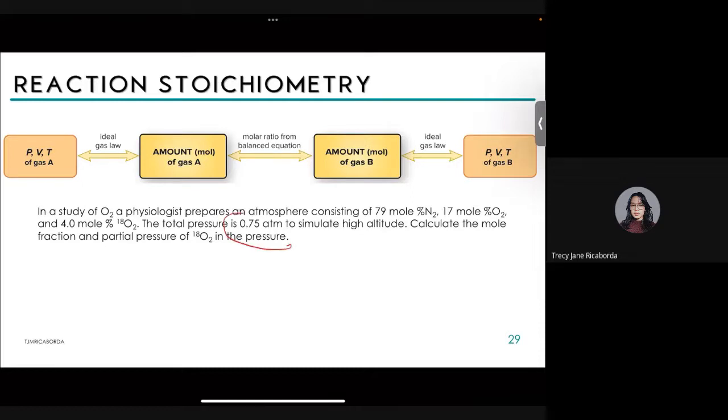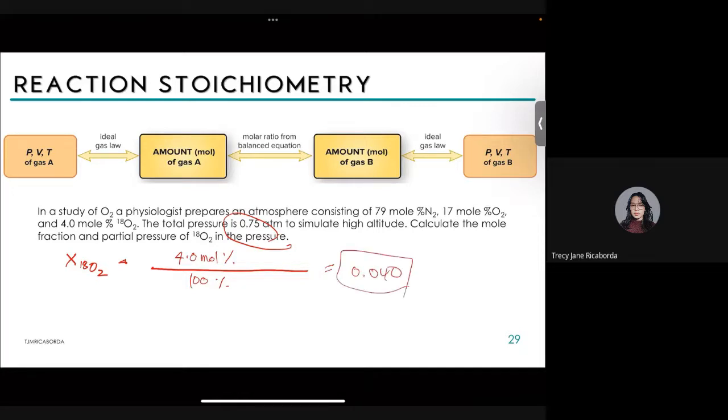So itong 0.75 atm. Now, how do we calculate again for mole fraction? That's partial over total, right? Binigay sa atin na partial is 4.0 mole percent. Again, if naka-express in percentage, your total must be 100%. So you just divide that, you will get 0.040. Ito yung mole fraction mo.